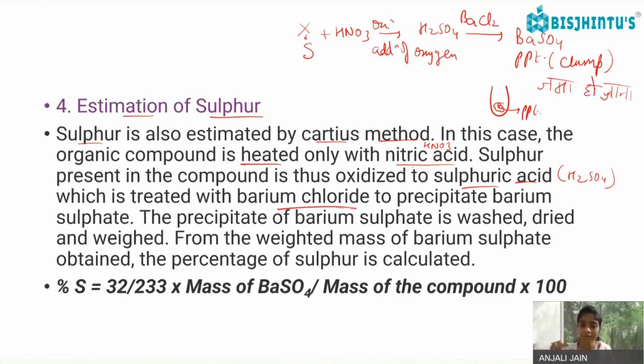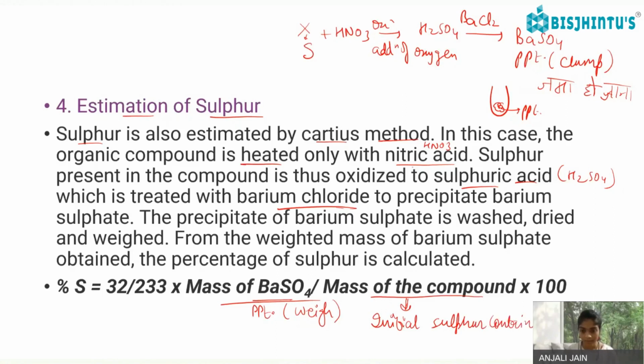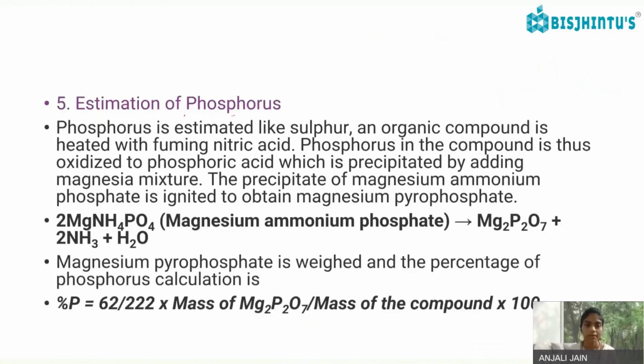So from the mass of the barium sulfate, the percent of sulfur is calculated in that particular compound. Sulfur has an atomic mass of 32. So it is 32 upon 233, the mass of barium sulfate, and the mass of the compound. Barium sulfate precipitate is there, so I can easily weigh it. And the mass of the compound is the initial sulfur containing compound, into 100.